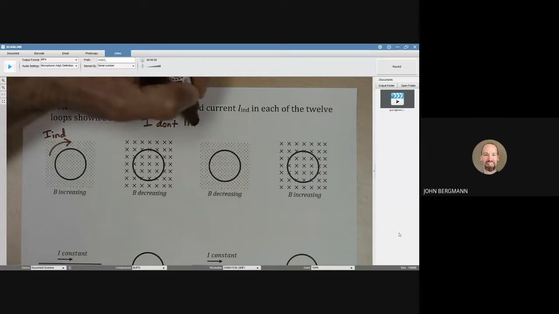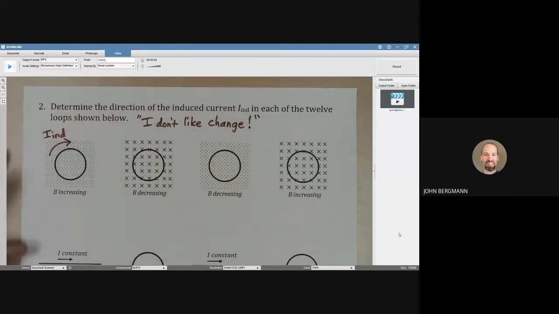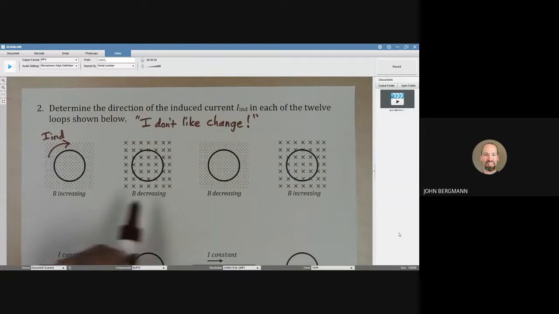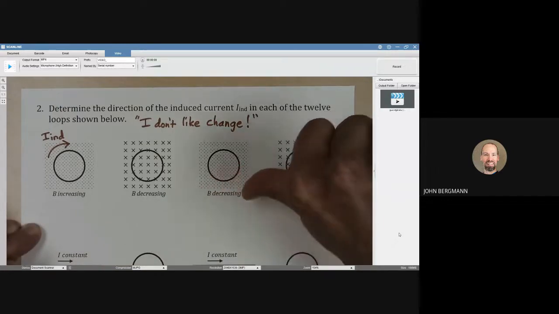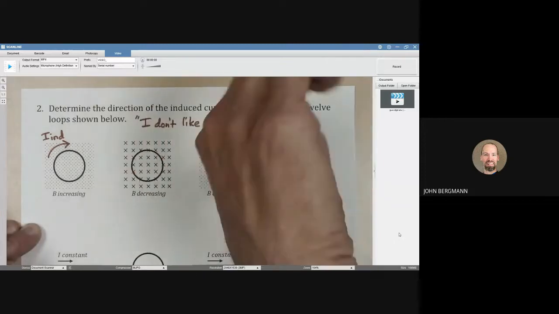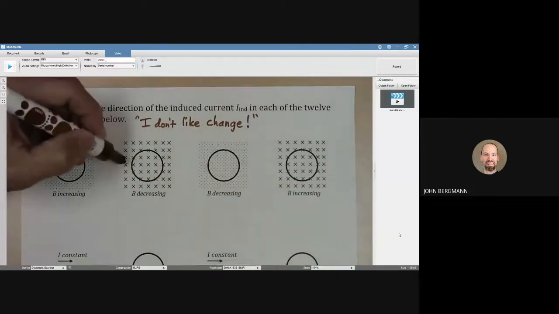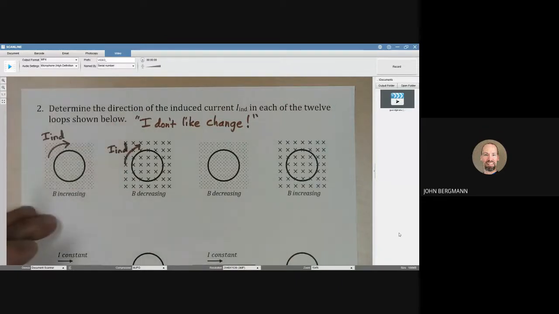I don't like change. That's what nature is saying. I don't like change. And if the magnetic field is directed into the page, but it's getting weaker, we say, you know what? I don't like it getting weaker. I like it the way it was before. So we're going to use our right thumb and we're going to help by pointing into the page. Which way do our fingers curl? Also clockwise. So the induced current is going to go clockwise in that case as well.